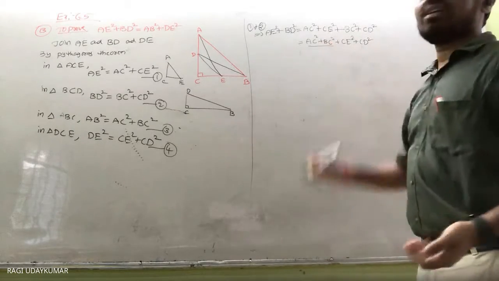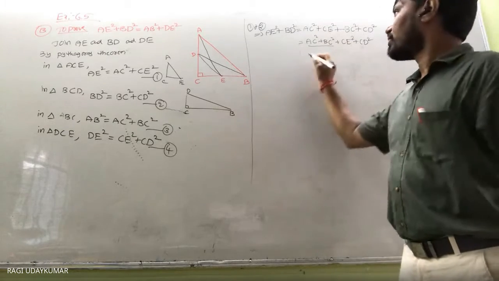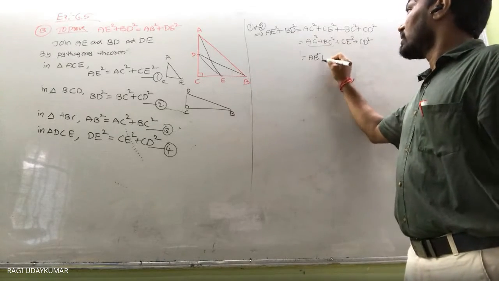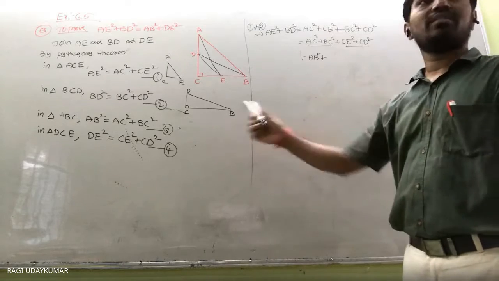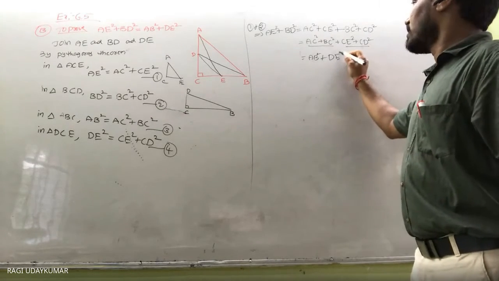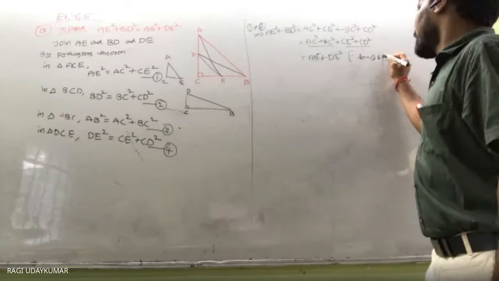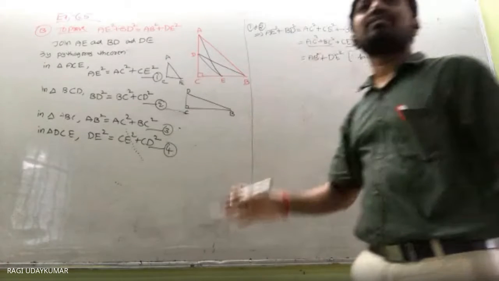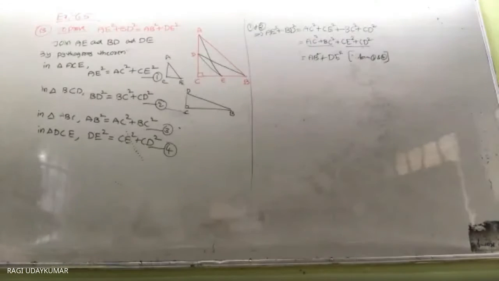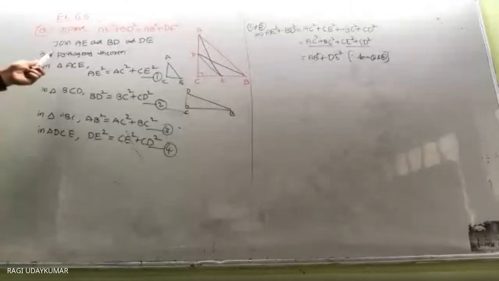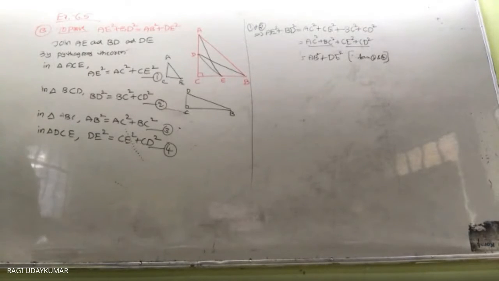Now this is equal to what from 3? This is equal to what from 4? AB square plus DE square. In the brackets you write from 3 and 4. This is the correct way of proving. Very simple proof. Just the Pythagoras theorem we are applying everywhere, in four different triangles. That's why I asked you how many right angle triangles are forming in this figure. Okay? Is it understood? Let us move to the next question.